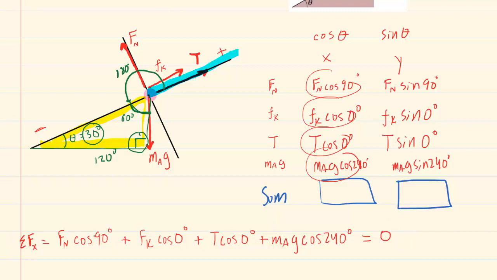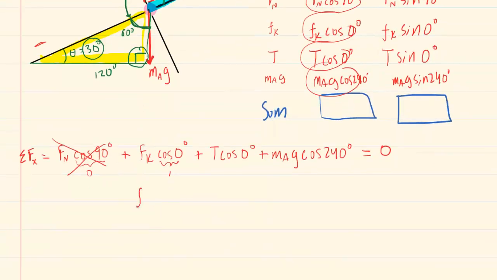We can further simplify this equation because we know that the cosine of 90 degrees is equal to 0, so this term actually drops out. The cosine of 0 degrees is 1, so you actually have Fk times 1, which will leave you with Fk. Again, the cosine of 0 is 1, so you'll have T times 1, which is just T.